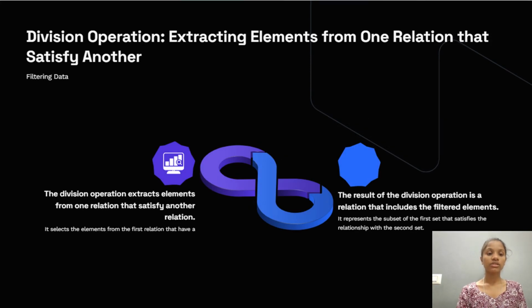Division operation: extracting elements from one relation that satisfy another. Filtering data. So the division operation extracts elements from one relation that satisfy another relation. It selects the elements from the first relation that match the second. The result of the division operation is a relation that includes the filtered elements. It represents the subset of the first set that satisfies the relationship with the second set.